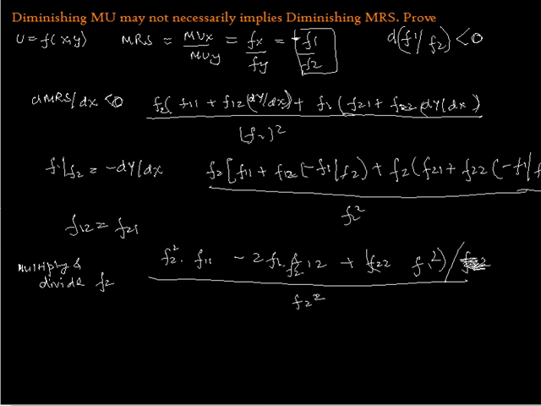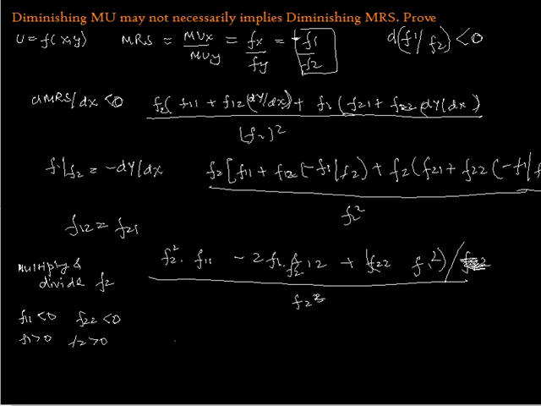Now you are assuming that marginal utilities are diminishing. Marginal utilities are diminishing would mean that f11 is less than 0 and f22 is less than 0, but f1 and f2 would be greater than 0. That is, your marginal utilities would be positive, but as you increase the consumption of x, they will start falling.